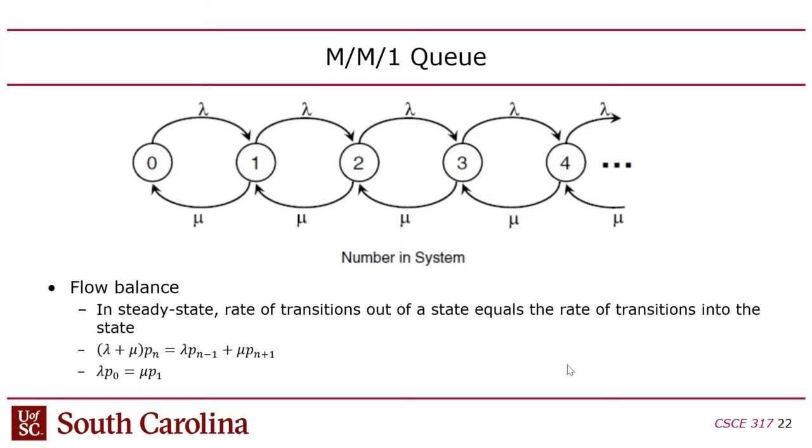Okay, so I mentioned the steady state earlier. So steady state, to describe that a little bit more precisely, means that the rate of transitions out of a state equals the rate of transitions into the state. This is something I think is a little bit hard to get your mind around.